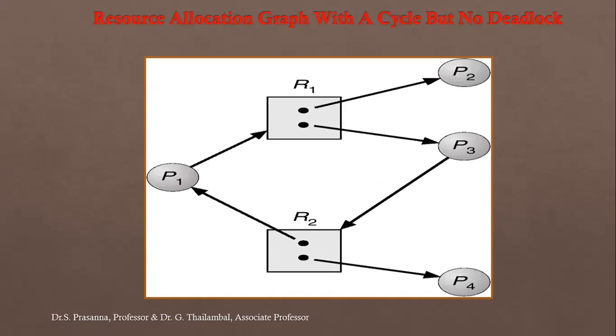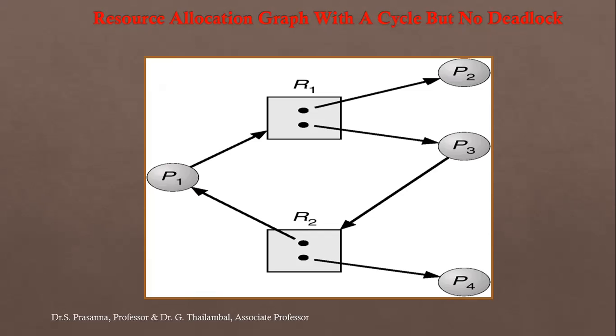Let's suppose a resource allocation graph shows a cycle, a complete cycle. Sometimes you won't get a deadlock. That means not every resource allocation graph with a cycle has a deadlock. So we will see this with an example. Sometimes it will also get deadlock even if it has a cycle. That is also we are going to see with an example.